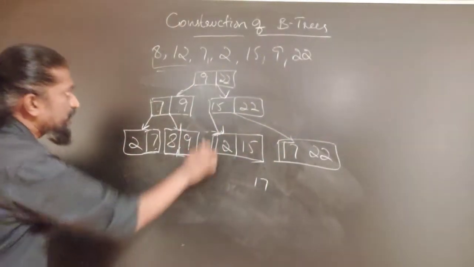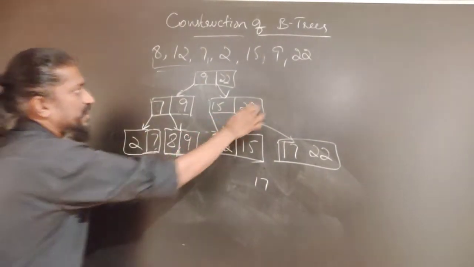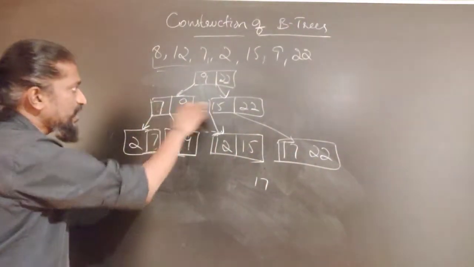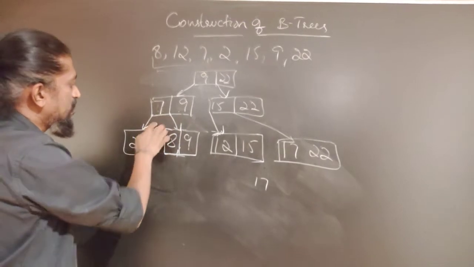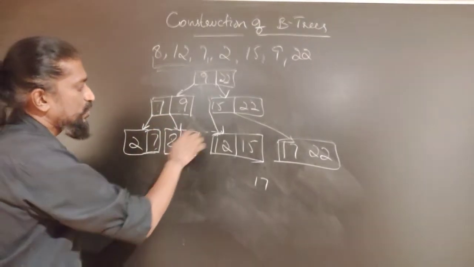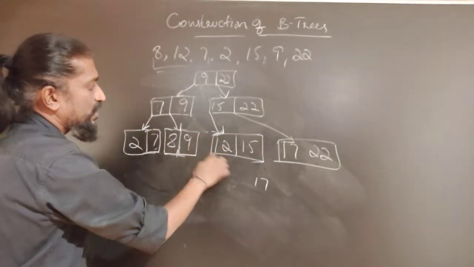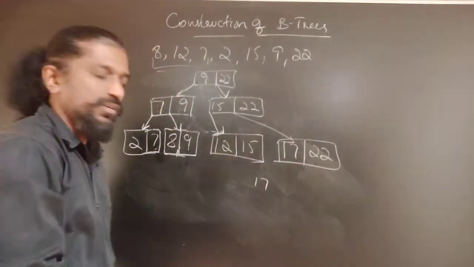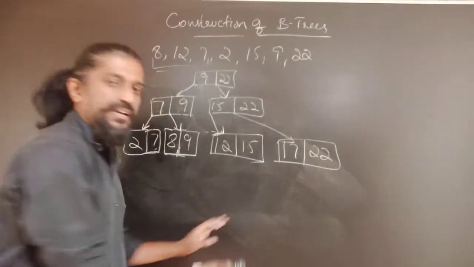All the keys in this subtree are less than or equal to 9. All the keys in this subtree are greater than 9 and less than or equal to 22. And the same thing applies at every level. You can see that these keys are less than or equal to 7, keys greater than 7 and less than or equal to 9, keys less than or equal to 15, greater than 15 and less than or equal to 22. So the property holds, and this is a B tree.